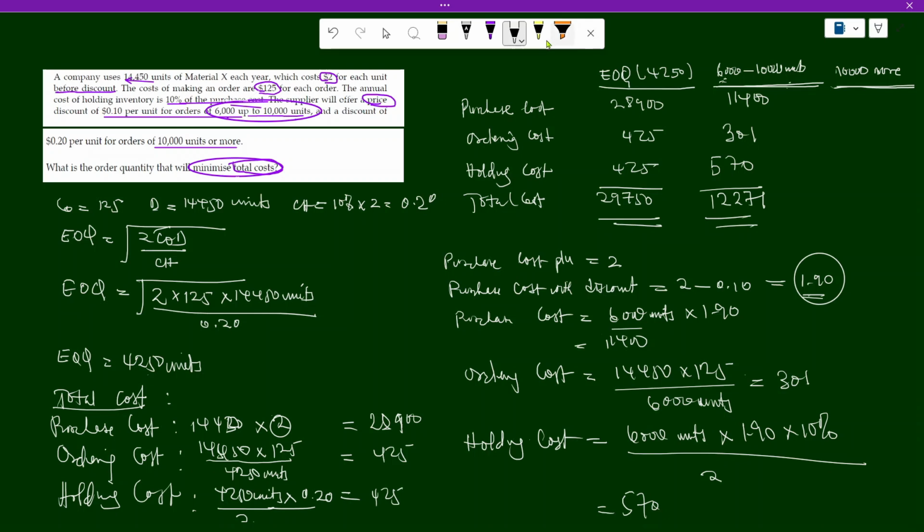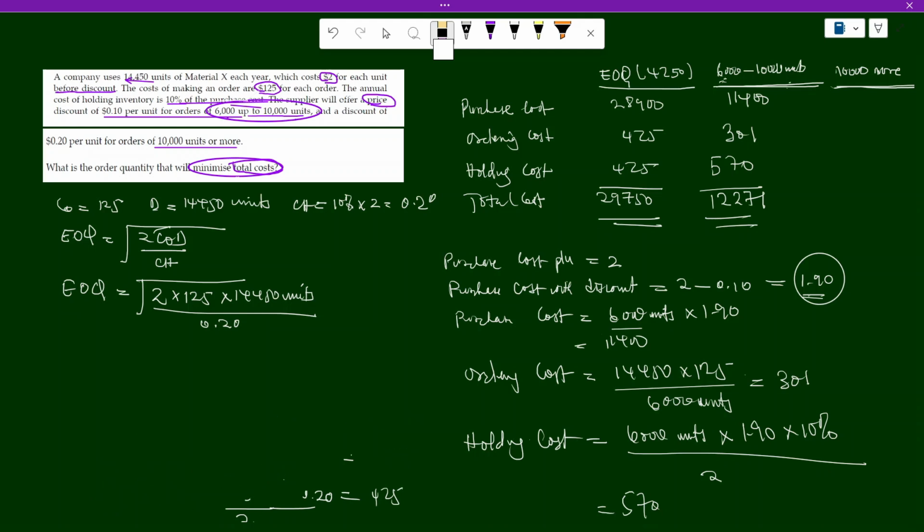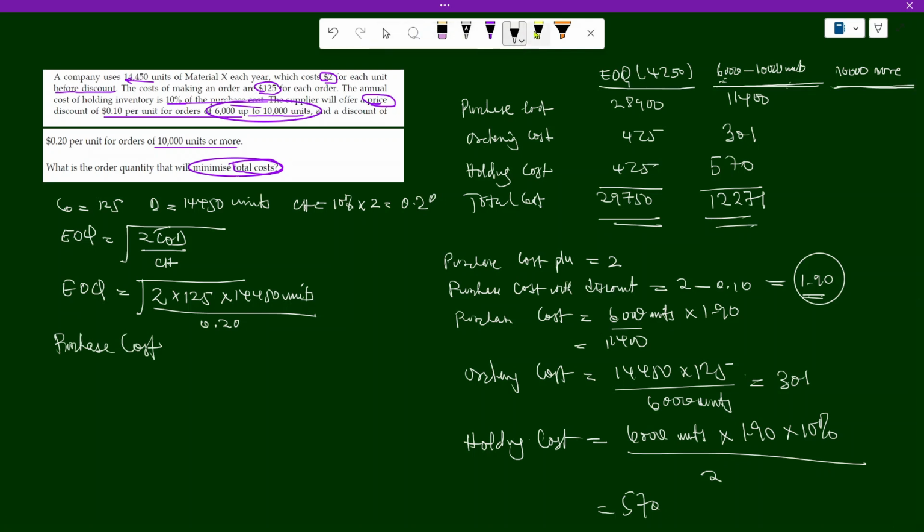So 10,000 or more. Let's clean here. Okay, so 10,000 or more. Let's look at the computation. Now, what will be the purchase cost?